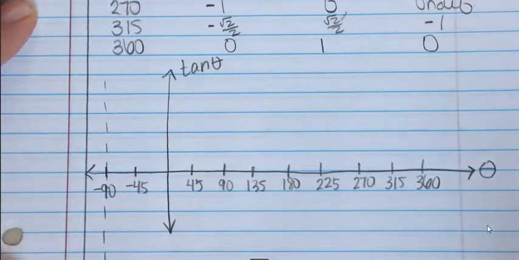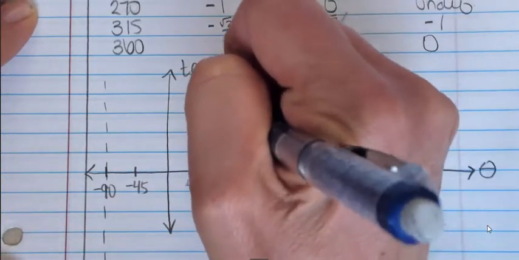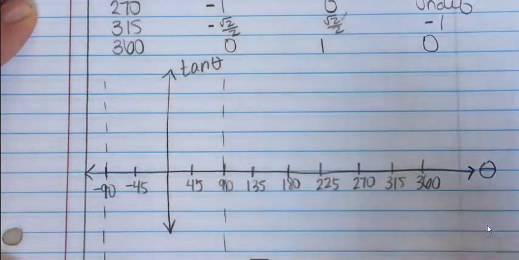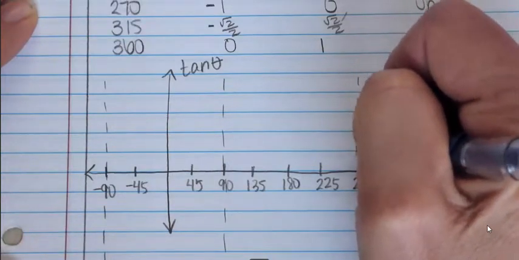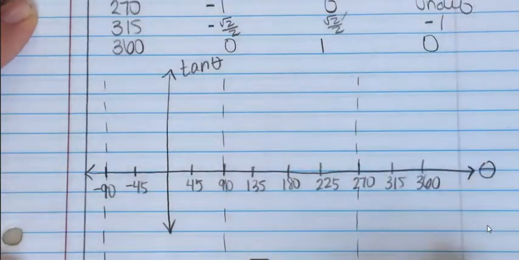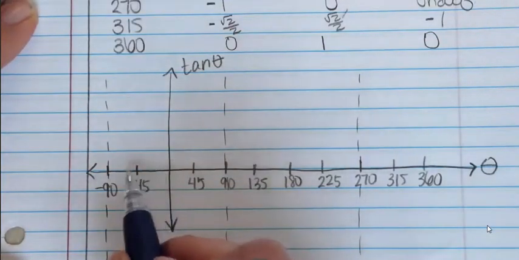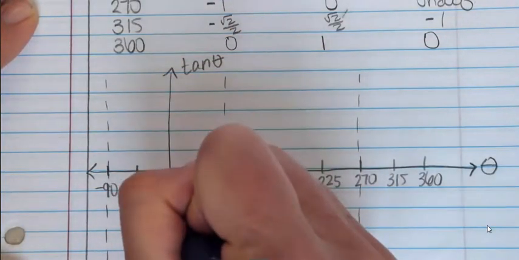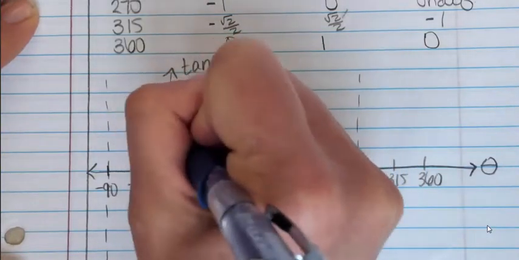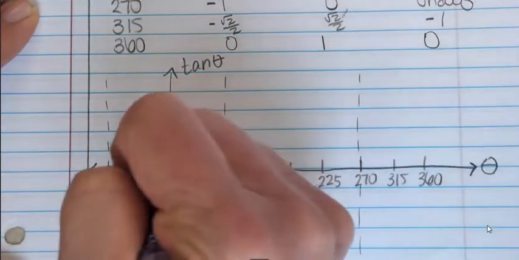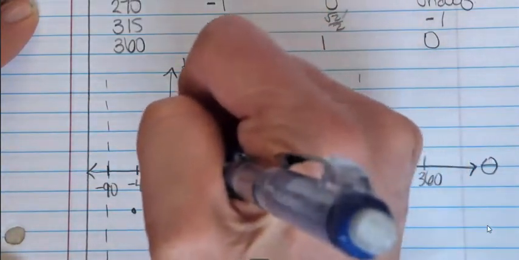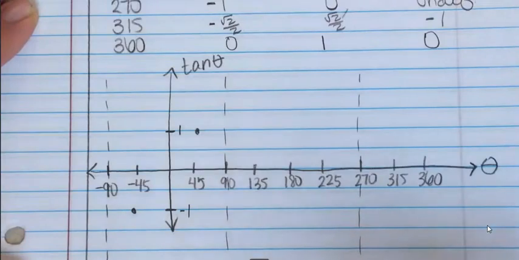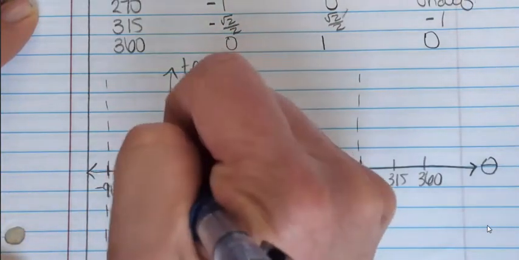Where else am I undefined? At 90 degrees. I'm also undefined at 270 degrees. Now at -45, my output was -1. Let's see, I'm going to do -1 here, and I'll go up here for +1. And at 45 degrees, my output was +1. And at 0, my output was 0.